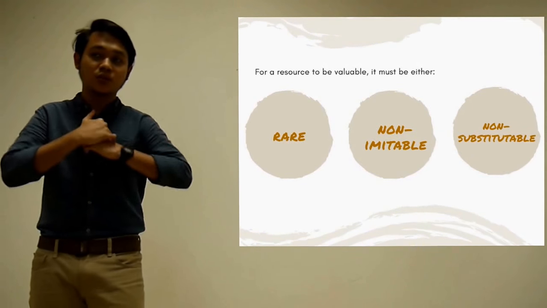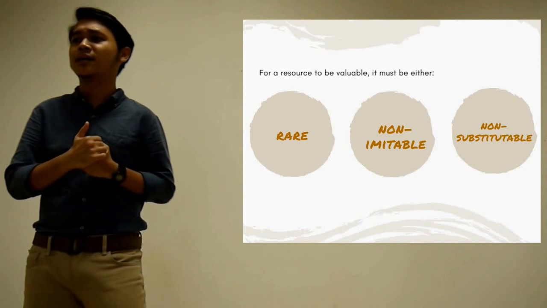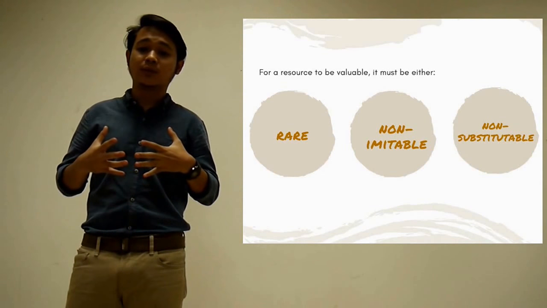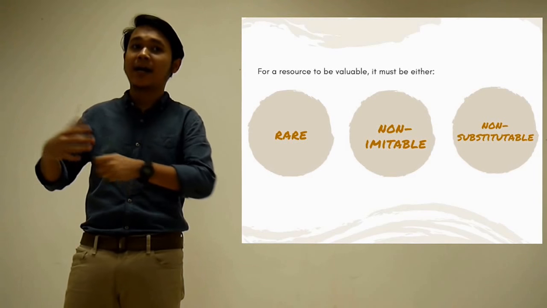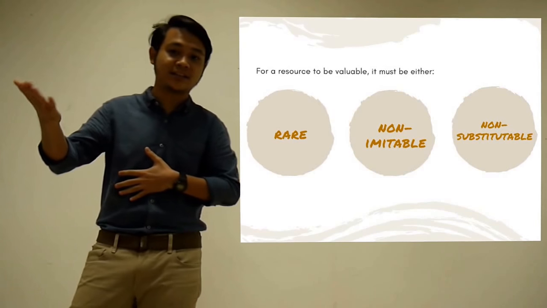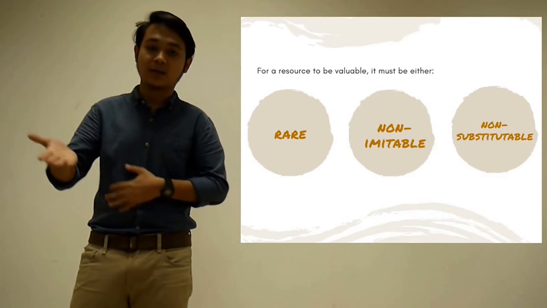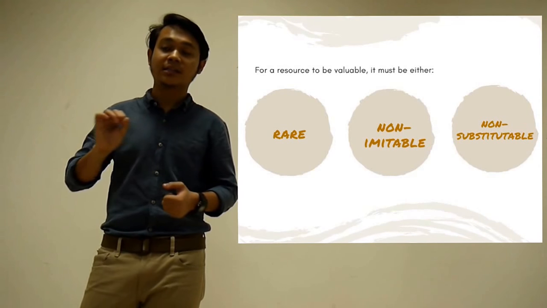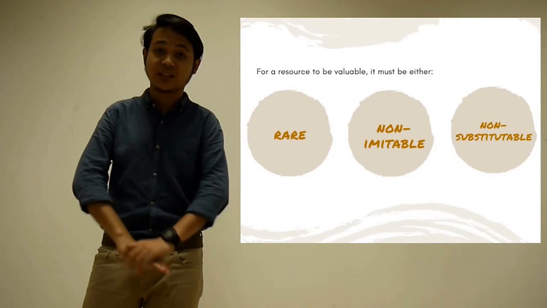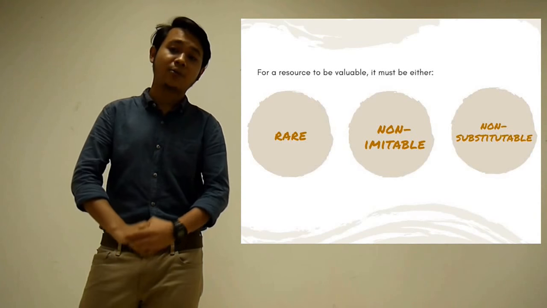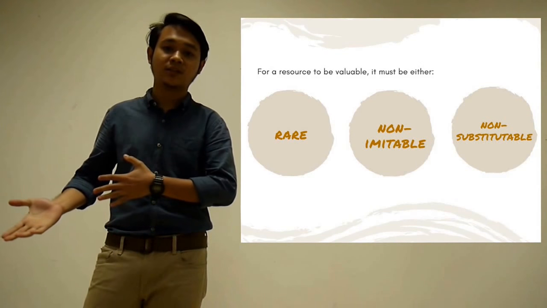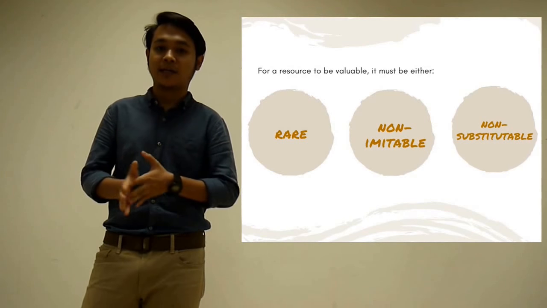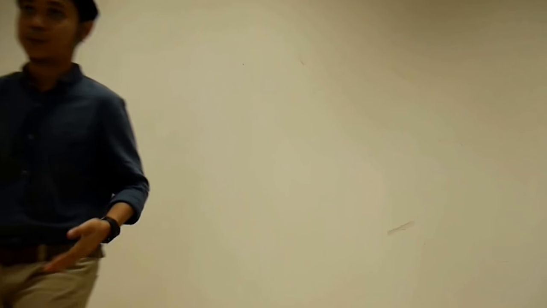Hard to imitate is like their strategy, or their way of running a company, so that other companies do not know their strategy. So it is hard to imitate. And the last one is not easily substitutable. It means that the resources cannot be easily replaced by other substitutes, because it is one of a kind. So that's all. Thank you.